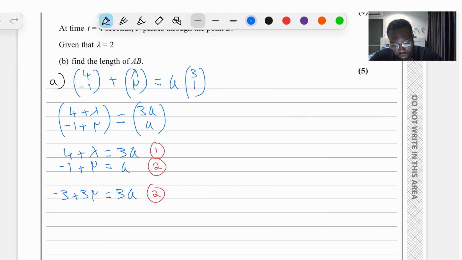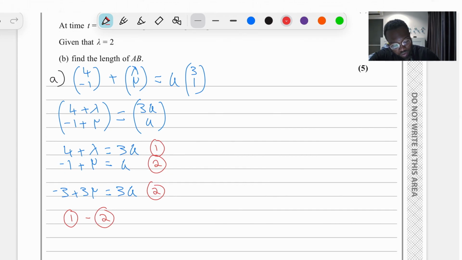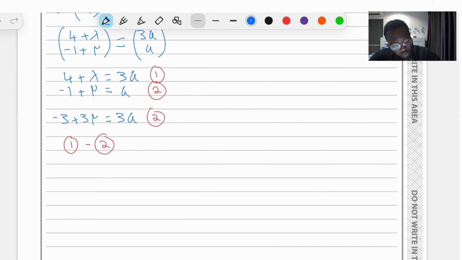And then what we can do is equation 1 minus equation 2. If we do that now, we'll get 4 minus minus 3. So that's 4 plus 3, so we get a 7. Then we get the lambda minus the 3 mu. We can't do anything with that, so it's just lambda minus 3 mu. And then the 3k minus 3k, they cancel out, so that's just a 0 there. You can see it's pretty much in the form they want. We just need to rearrange it, and then we get lambda minus 3 mu plus 7 is equal to 0.